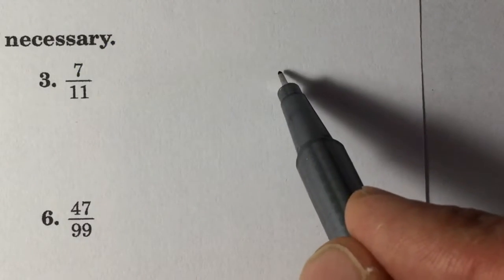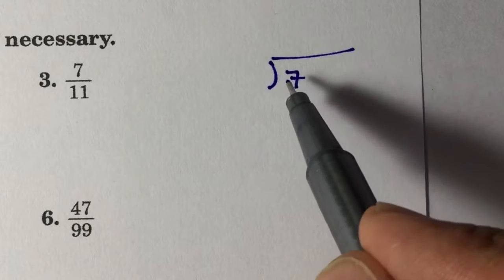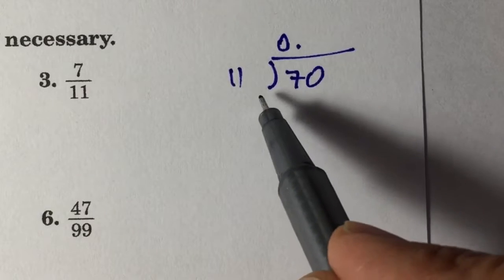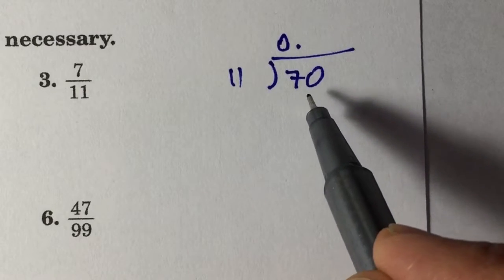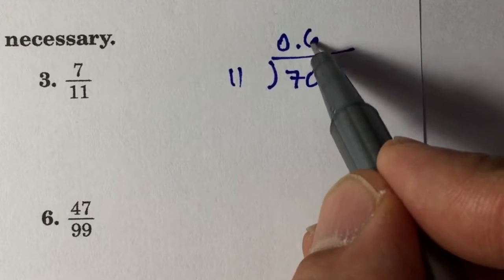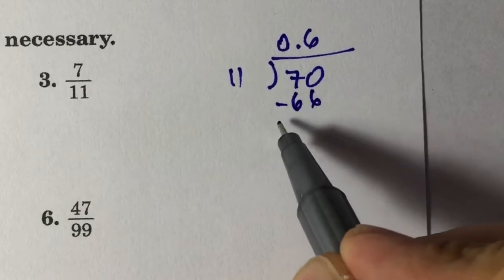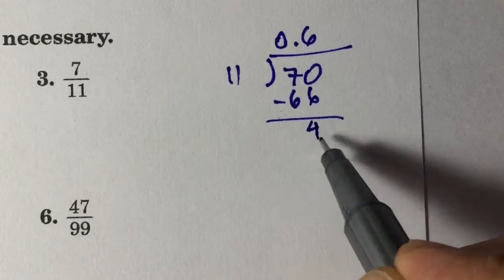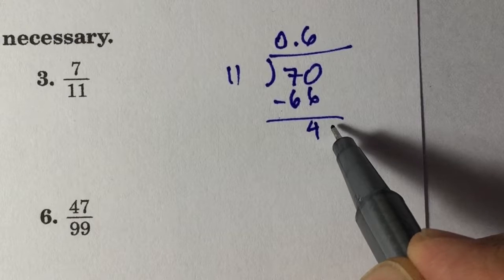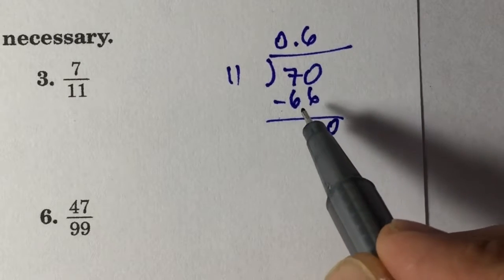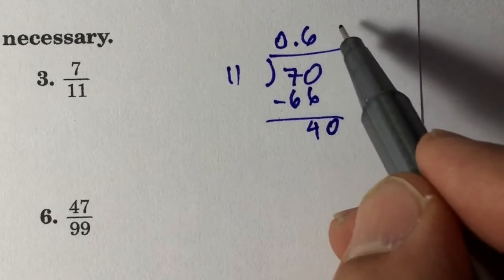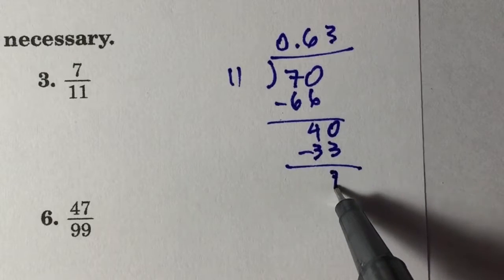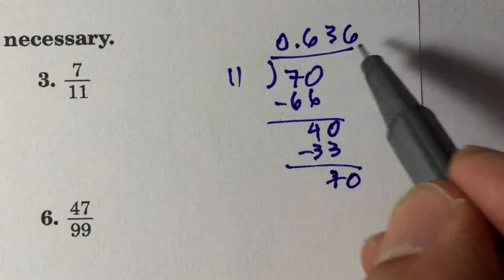7 divided by 11. Let's put 7 in the cage, divided by 11. 11 goes 0 times here, so I'm going to put 0 point. I'm going to bring a 0. 11 times one number gives me 70 or less than 70. It's going to be 6. 11 times 6 is 66. Let's subtract. It's going to be 4. I'm going to bring the 0. Okay. 11 times what number gives me less than 40? Okay, 11 times 3 is going to be 33. I'm going to subtract. This is going to be 7 again.